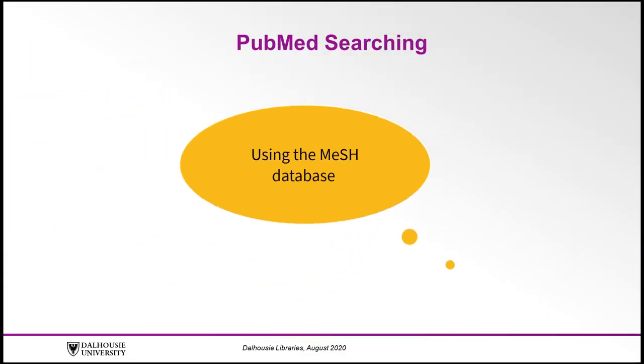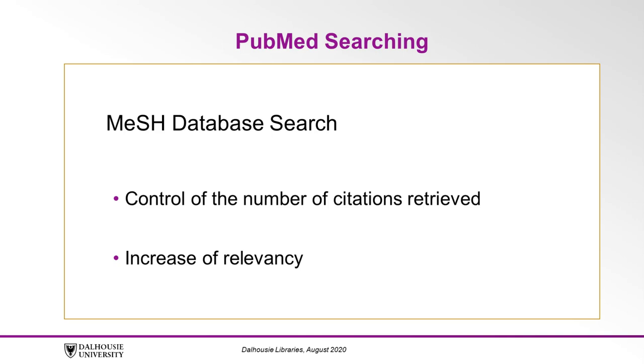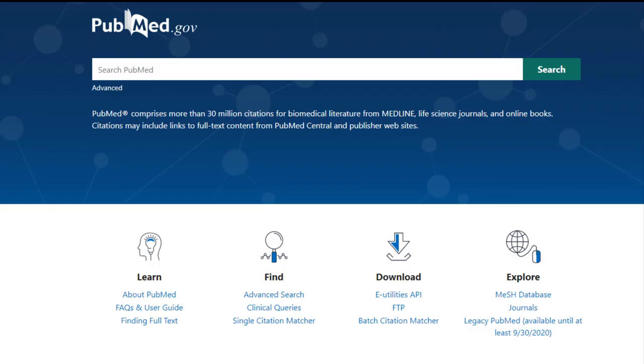Let's try the same search using the MeSH database. MeSH offers ways to control the number of citations retrieved and increases relevancy. MeSH terms are the agreed-upon terms indexers use to describe what each article is about, so you don't have to brainstorm every possible synonym for a word. You can find the MeSH database from the PubMed main page under Explore.